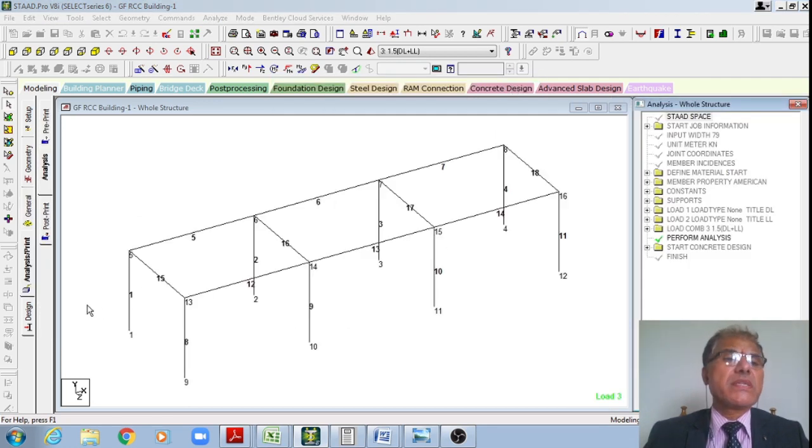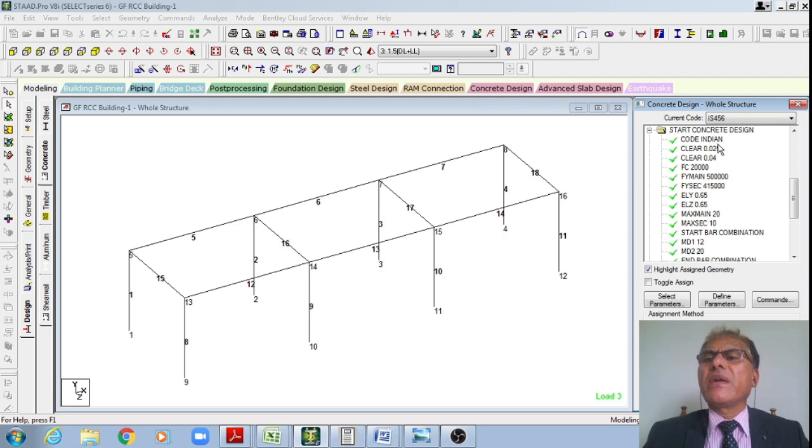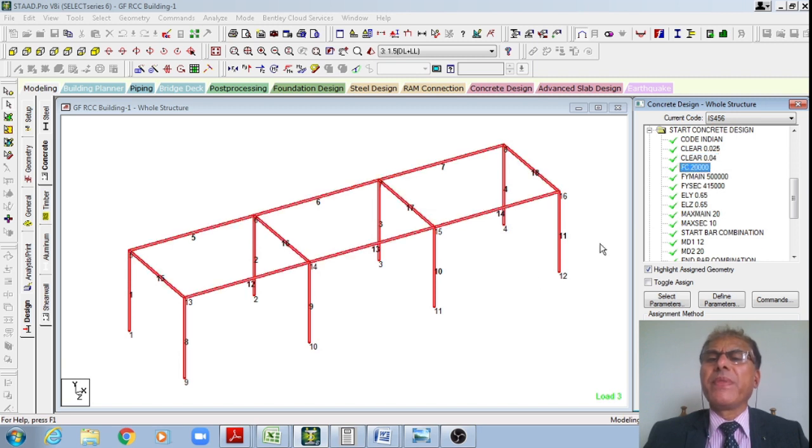Perform analysis. Then I'll go to the design page, wherein I'm there in the concrete page. I'm defining this IS 456, Code Indian. Clear cover to these beams 25 mm and clear cover to the columns is equal to 40 mm, and all members are M20 grade concrete, and main steel Fe 500 grade steel, 500 Newton per mm square, and the secondary steel is 415 Newton per mm square.